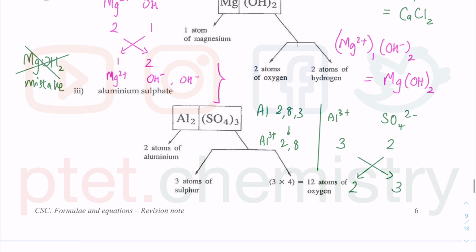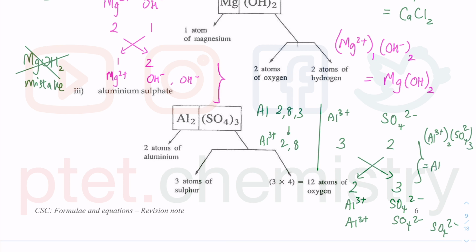What does the 2 actually mean? It means there are 2 of these things. So I'll write down Al3 plus, Al3 plus, and I have SO4 minus, SO4 minus, and SO4 minus. So altogether I have 3 of this sulfate. So what I could do is write Al3 plus, I have 2 of it, and then SO4 minus, I have 3 of it. So it could be simplified as Al2.